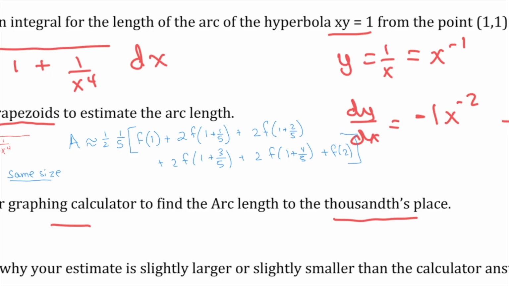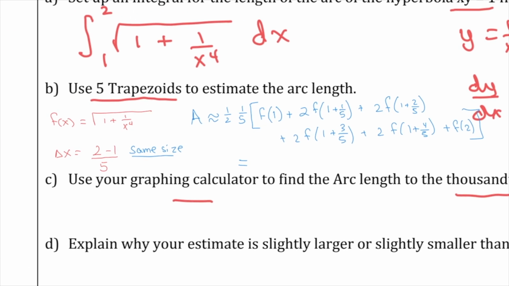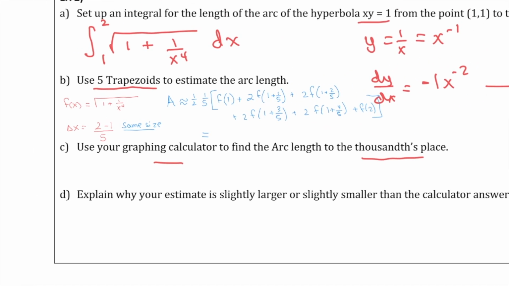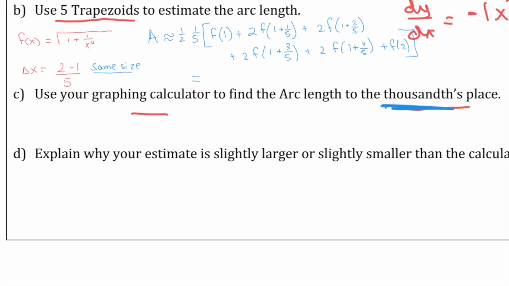So once we've written the formula after that, you can determine the value using your calculator. Now this is an estimate. Next, we're going to use our graphing calculator in order to find the exact area rounded to the thousandths place. You'll write that the integral from 1 to 2 of the square root of 1 plus 1 over x to the 4th dx is equal to 1.132. Now, hopefully your estimate was really close.